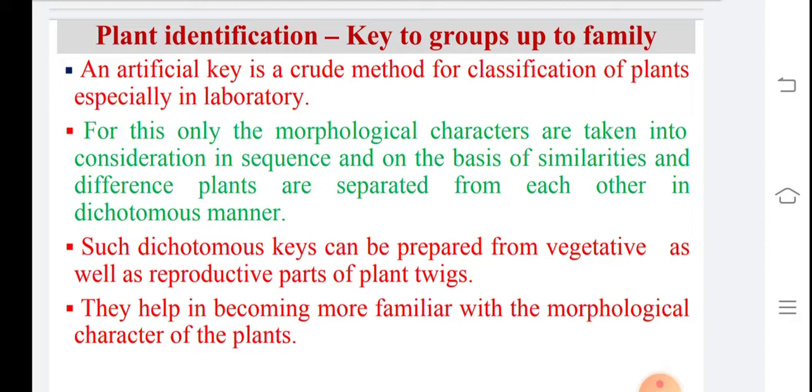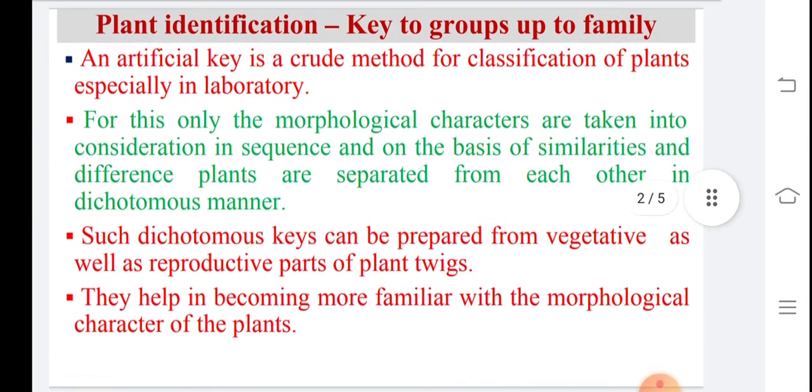So the artificial key is a crude method for the classification of plants, especially in the laboratory. While we have the material, we have to consider the morphological characters, that is external characters, and on the basis of similarities and differences, the plants are separated from each other in a dichotomous manner, so divided equally. It is called dichotomous. Such a dichotomous key can be prepared from the vegetative parts as well as reproductive parts.